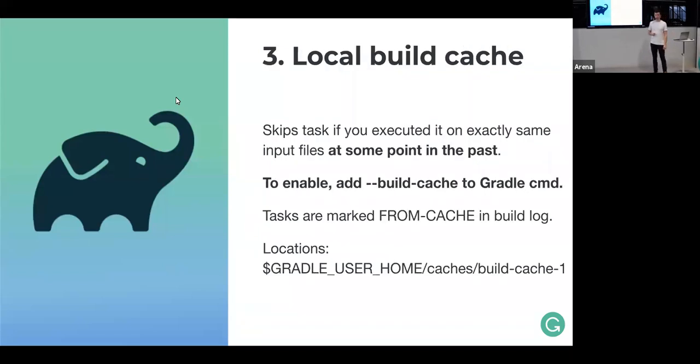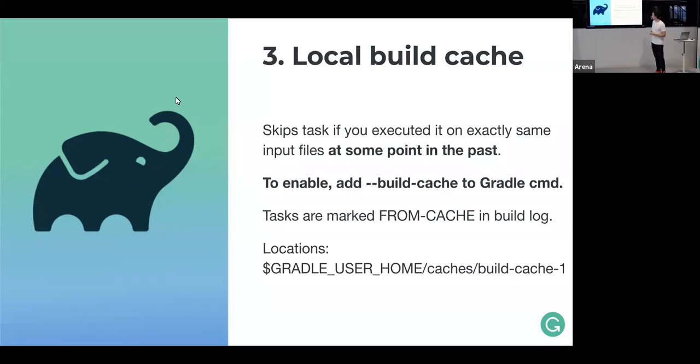Local build cache. This is very similar to the previous one. However, it doesn't require that exactly the previous execution was on the same input files. Essentially, it stores every execution's hashes in a list, and on the next execution, it checks your inputs against that list, and if it finds the inputs you have right now in your project directory in that list, it will take the outputs of the task out of cache. So instead of using the last execution, you use any previous execution here.